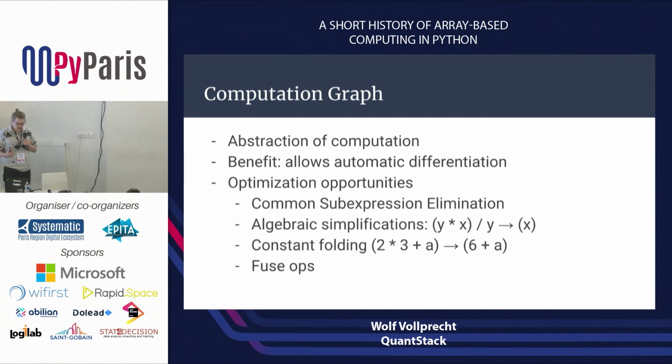And there are also a couple of really cool optimization opportunities in using the computation graph, for example, common sub-expression elimination, where you can figure out that you're doing the same computation at two different places in your computation graph. So you can remove one and just insert the result of one into the place of the other one. You can do some algebraic simplifications, for example, like removing the y here, because you see that you are also dividing by the y.